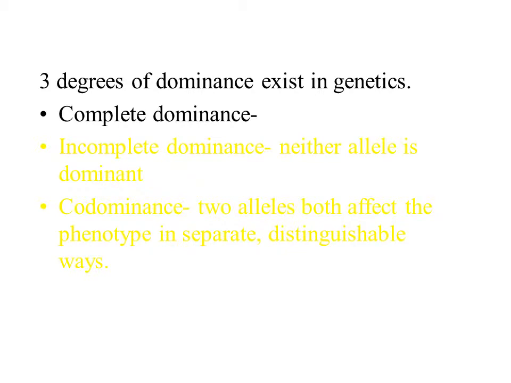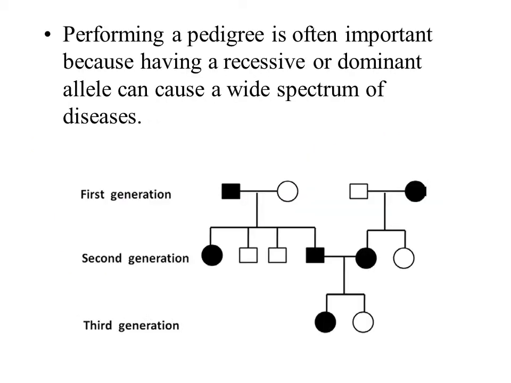Three degrees of dominance exist in genetics. They are complete dominance, incomplete dominance, and codominance. Performing a pedigree is often important because having a recessive or dominant allele can cause a widespread spectrum of different diseases. When performing complete dominant genetic crosses, dominant and recessive traits are very apparent, as seen in this pedigree below.